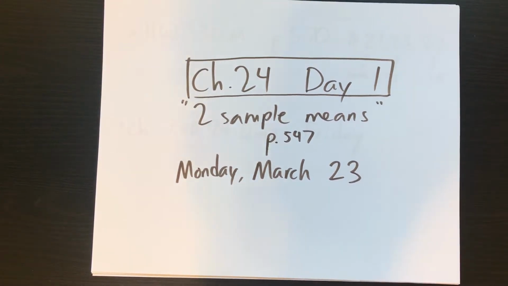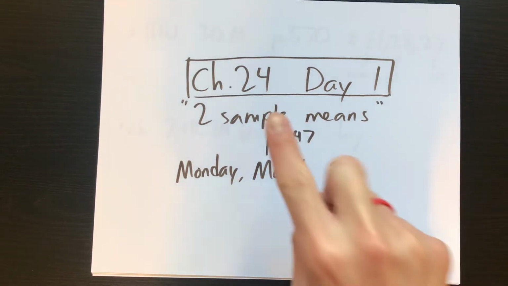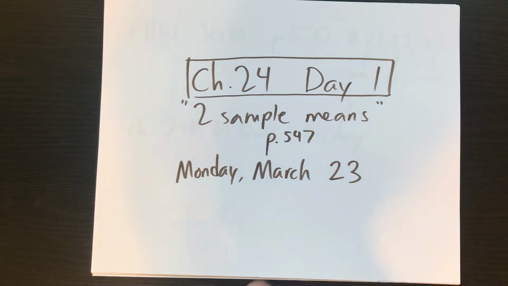So chapter 24, we're starting. If you have watched the AP test video, we have two more chapters. We have chapter 24 and 25, okay? So this chapter starts on page 547, two sample means.